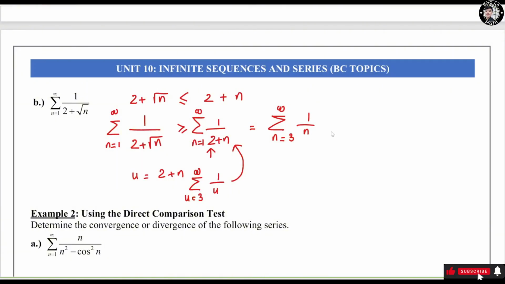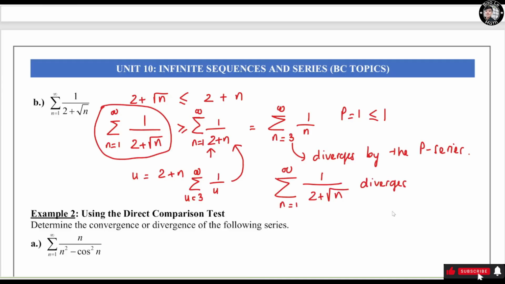And this is actually the harmonic series, or the p-series, where p equals 1, which is less than or equal to 1. So this series diverges, right, by the p-series test. The smaller diverges, the larger one must diverge, by the direct comparison test.